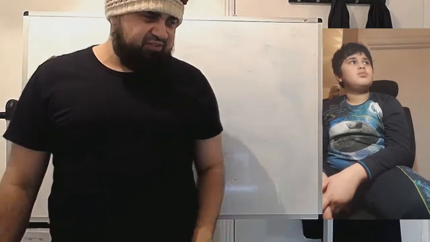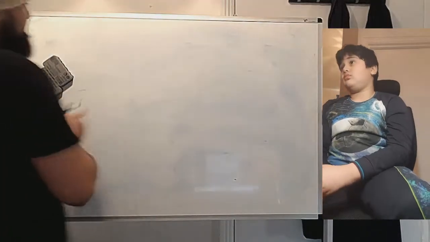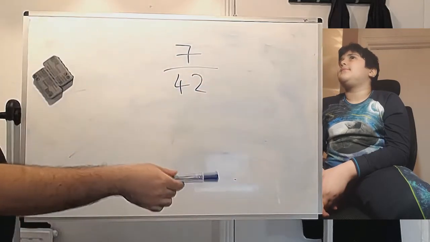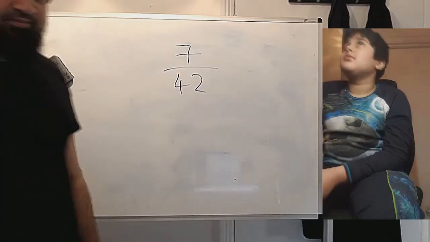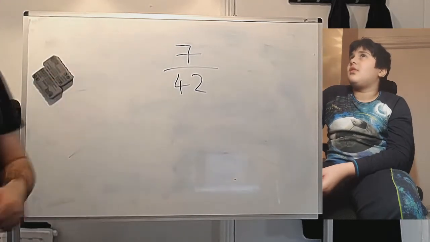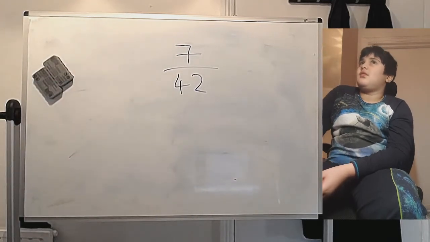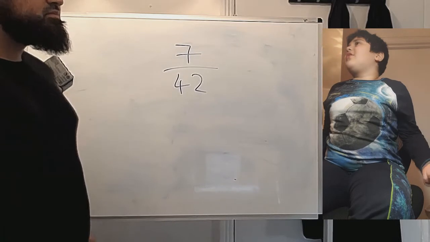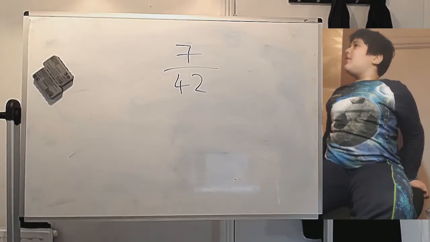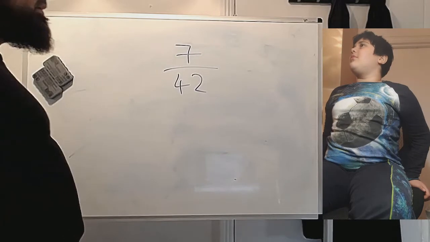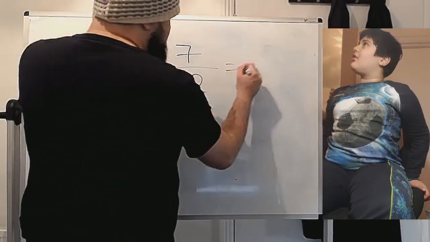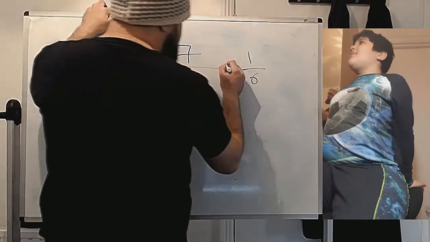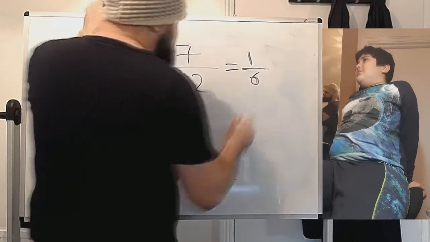All right, now we know how to simplify fractions. I just want to test Yusuf real quick if he's here. 7 over 42. Could you simplify that for me? Yeah, that's right. 1 over 6. Well done. 7 over 42 is the same as 1 over 6. Very well done.